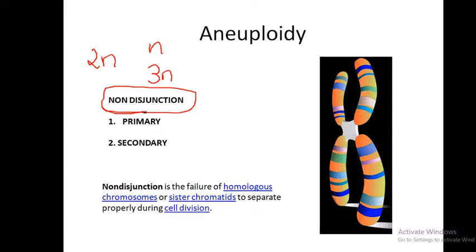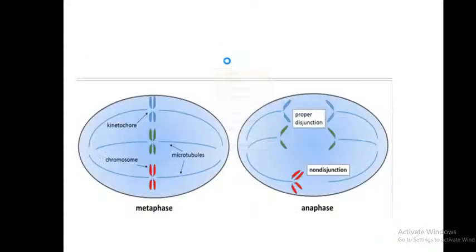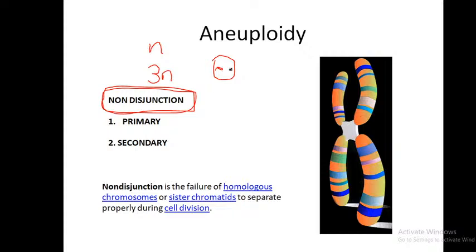We have discussed this non-disjunction in the previous semester classes. Aneuploidy occurs because of non-disjunction. That means, as the chromosomes segregate, during cell division a metaphase plate will be formed. The chromosomes come and align, and when the cell divides into two cells, chromosomes move equally to both sides. Two cells will be formed as a result of mitosis. That is the proper functioning of a cell.